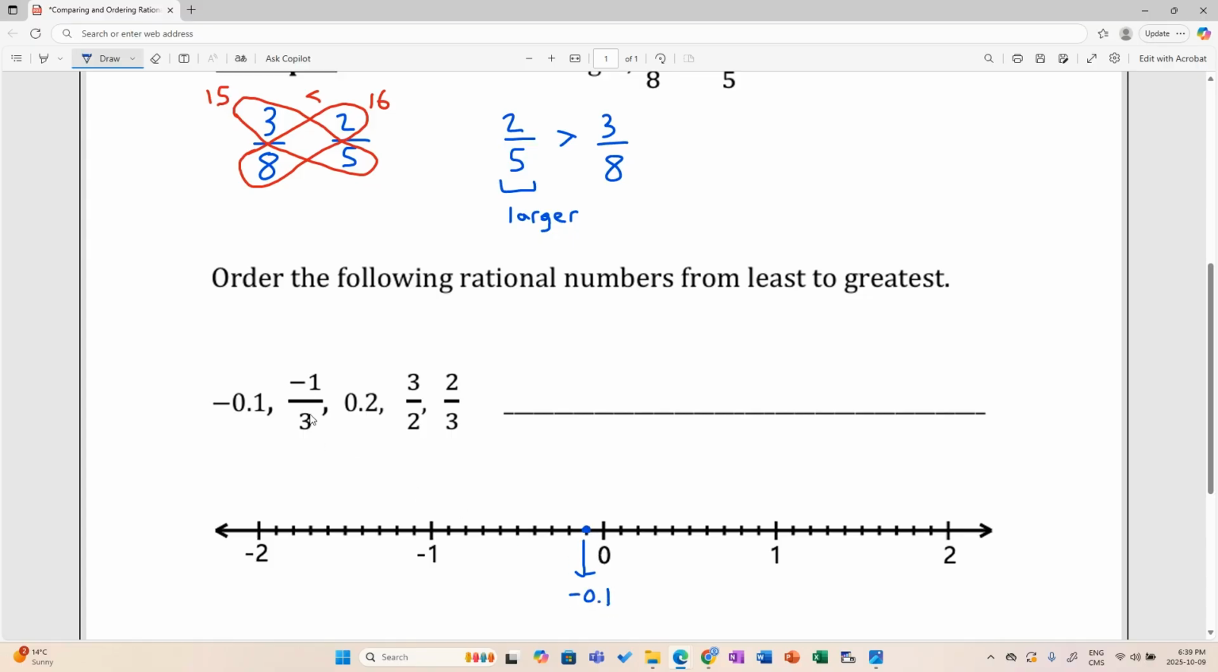So I'm going to say this is negative 0.1 right here. All right, now negative 1 over 3. Now remember, 1 over 3 is simply 0.3 repeating, so negative 0.3 repeating. Okay, so I simply find that. Most likely, if this is negative 0.1, negative 0.2, negative 0.3, negative 0.3 repeating is most likely right over here. So that is going to be negative 0.3 repeating. Okay, now 0.2 is right over here.